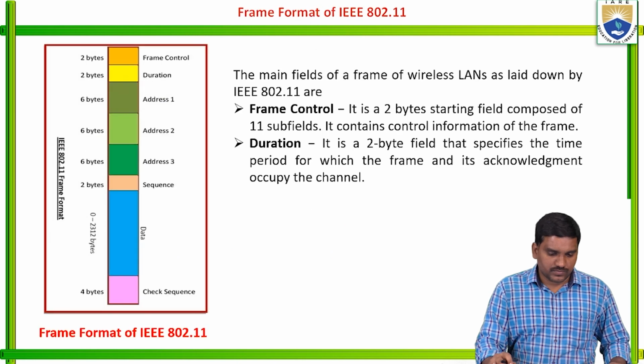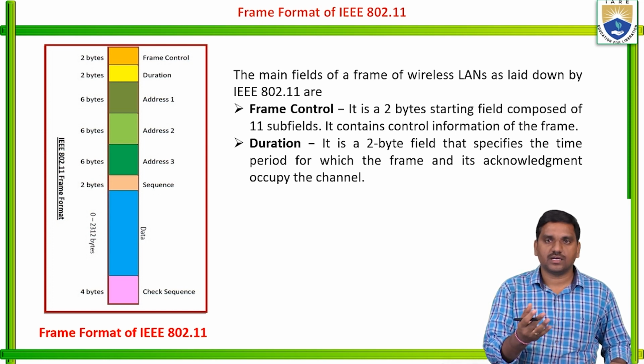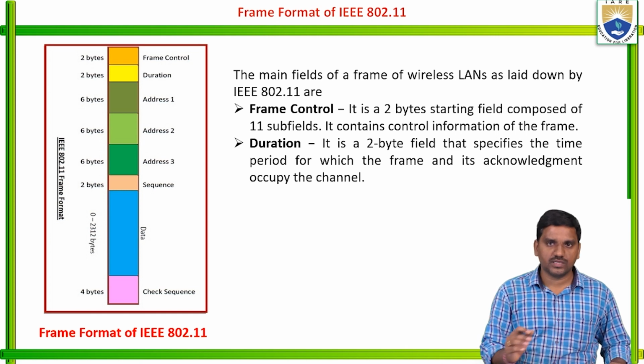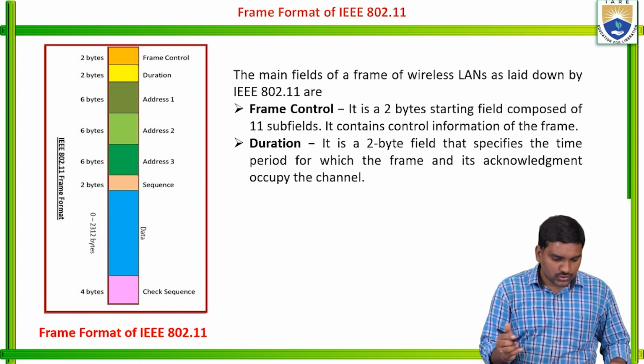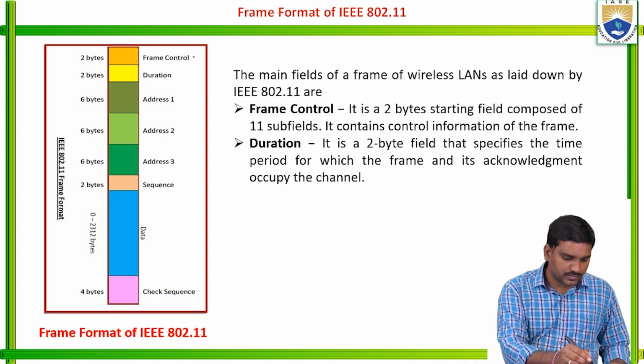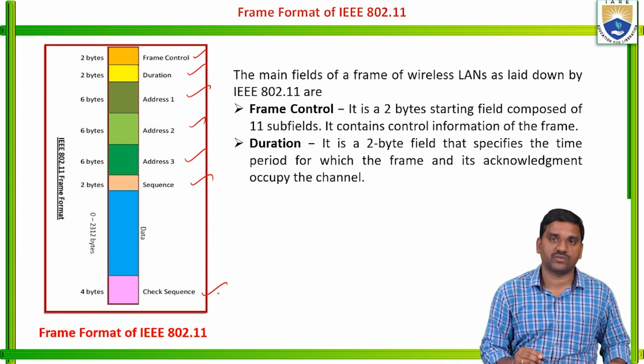So this is the frame format of 802.11. We already know the frame format, which was already studied in the first and second lectures also. The frame format of 802.11 starts from frame control, then duration, address 1, address 2, address 3, sequence, and the last one, check sequence. Let's start one by one, step by step.